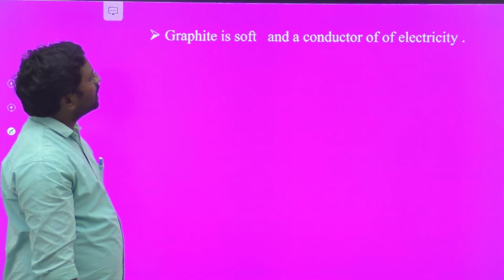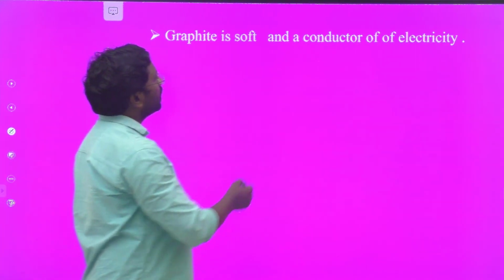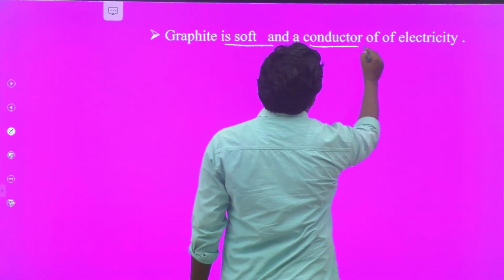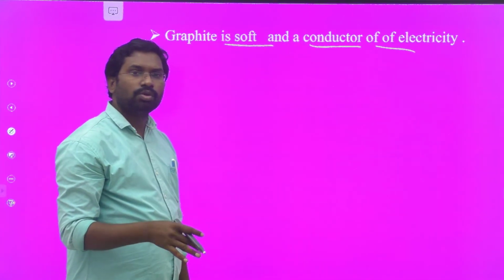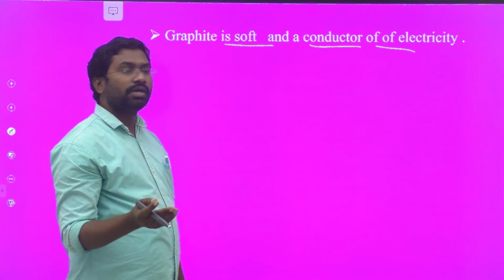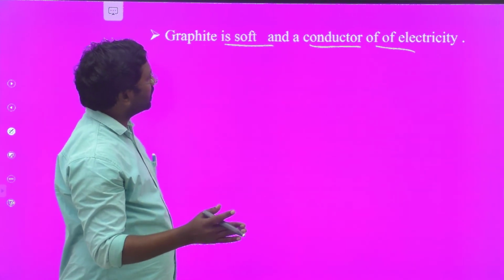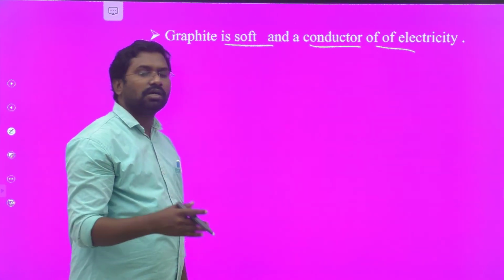Graphite is soft and a conductor of electricity. So here both diamond and graphite are allotropes of carbon, but diamond is an insulator, but graphite also acts as a conductor. It is not an insulator. Graphite is soft and a conductor of electricity.